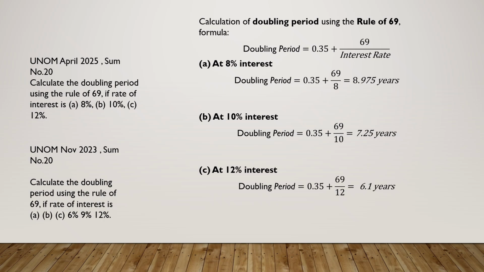If the rate of interest is 10%, doubling period will become 7.25 years. If rate of interest is 12%, doubling period is 6.1 years. So this is the answer. It is very simple and you can easily score 10 marks if it is asked in your exam.